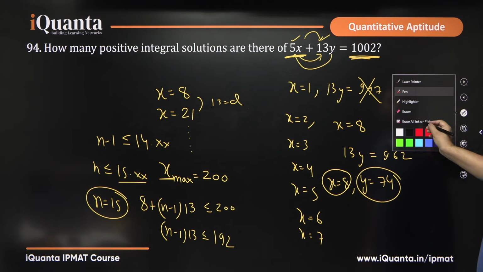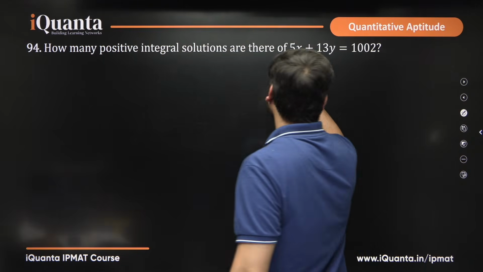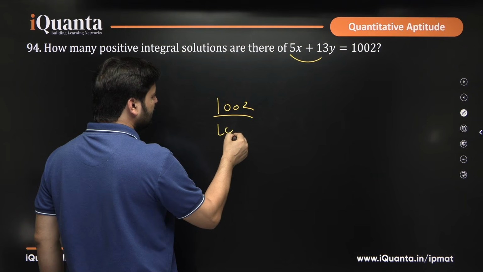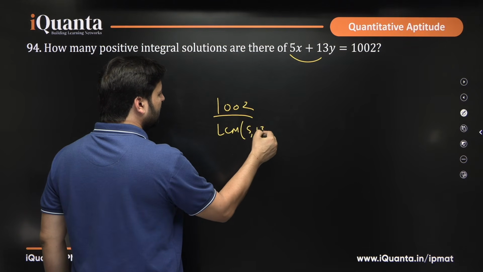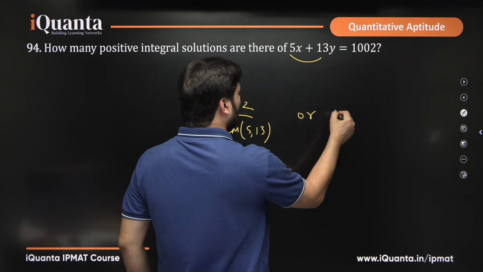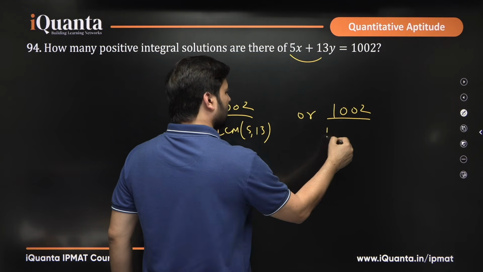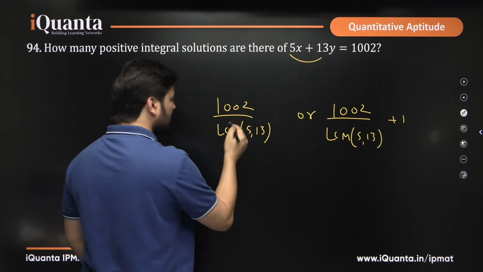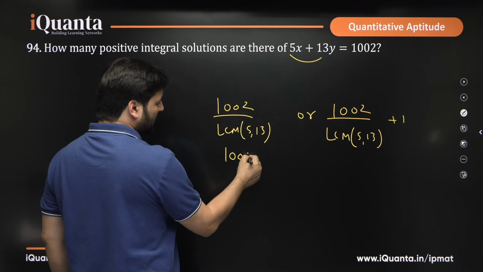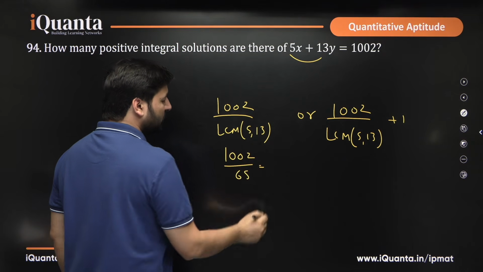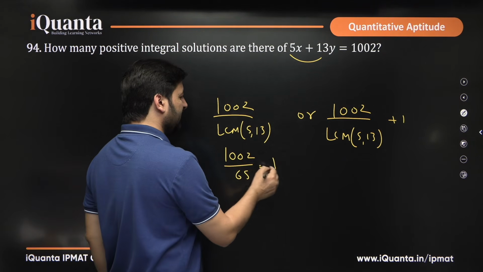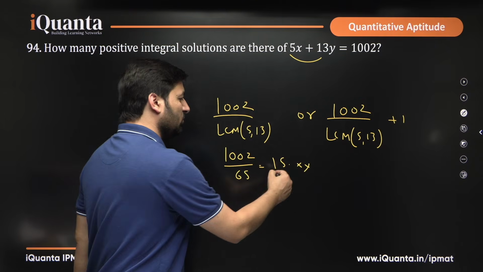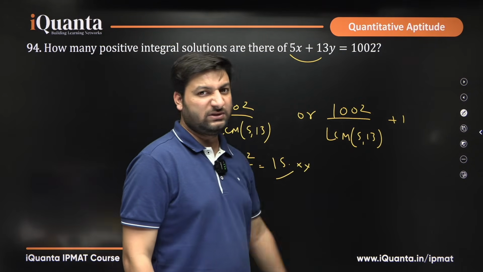So, you can apply that as well once, okay. What is the LCM of 5 and 13? Either N upon LCM of 5 comma 13 could have been the answer, or N upon LCM of 5 comma 13 plus 1. That means 1002 divided by 65. If you do it, 65 times 15 is 975, we get 15 point something. Either this will be the answer, the closest integer to this, or plus 1, 16 point something.